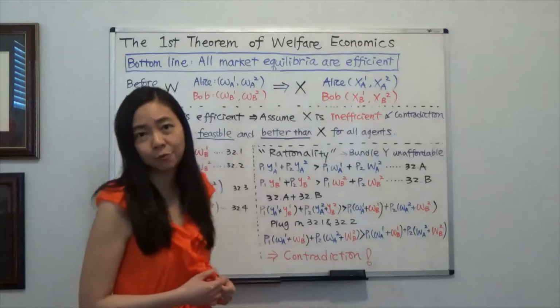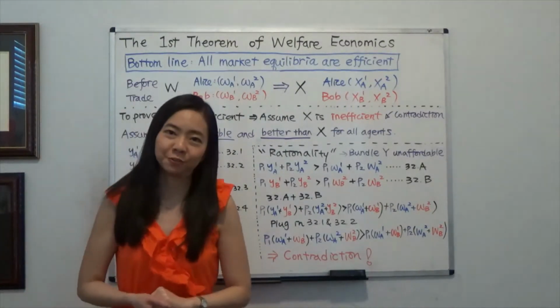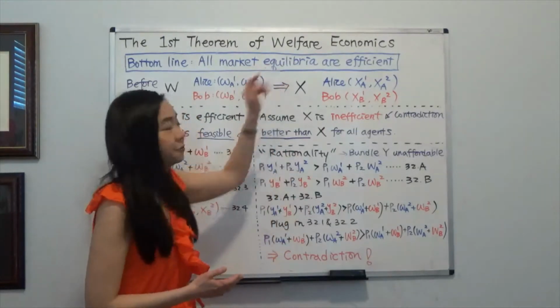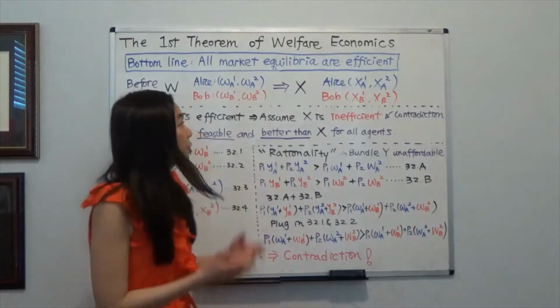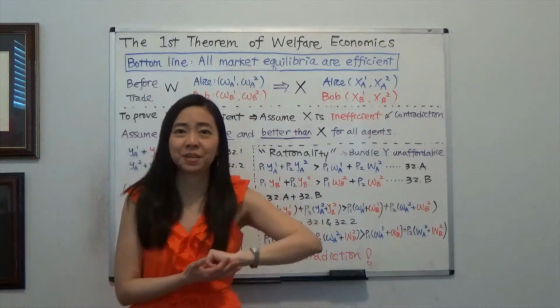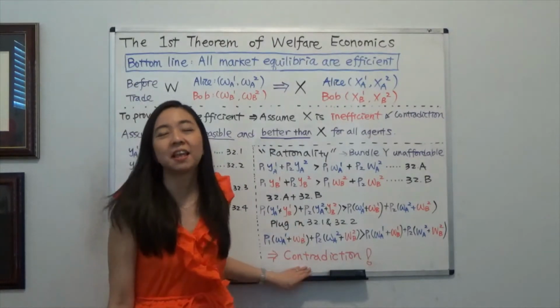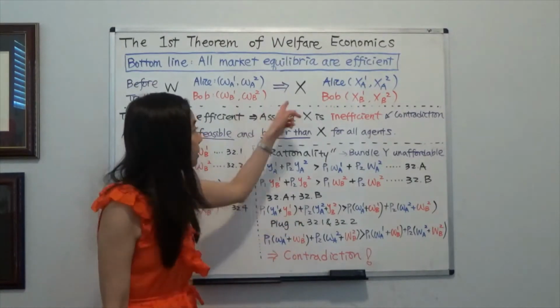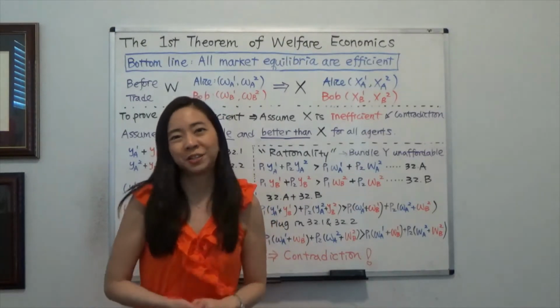Today we're going to talk about the first theorem of welfare economics. The bottom line of this video clip is this: all market equilibria are efficient. So we're going to prove that this is true. So how are we going to prove that? We are going to assume that there is a market outcome that is inefficient, and we're going to show a contradiction. Then we will know that our assumption that the market outcome being inefficient must have been a wrong assumption.